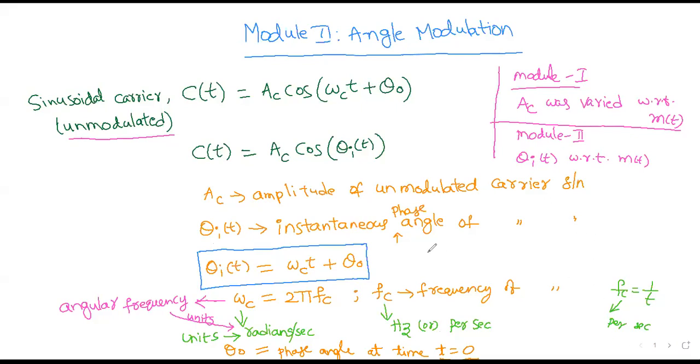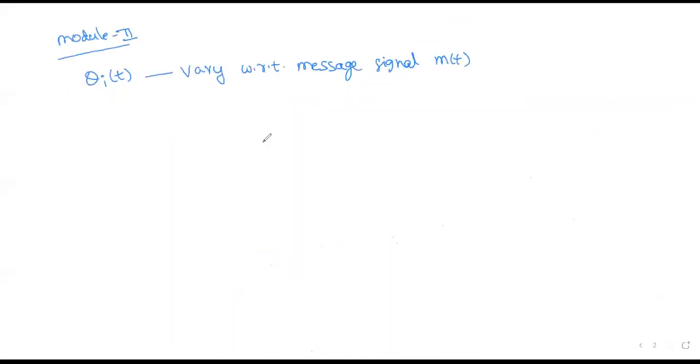Now I'm talking about this, theta I of t is nothing but omega ct plus theta naught. Let me just write that here. So theta I of t is equal to omega ct plus theta naught, or I can write this as 2 pi fct plus theta naught. So this is our instantaneous phase angle of the carrier signal.